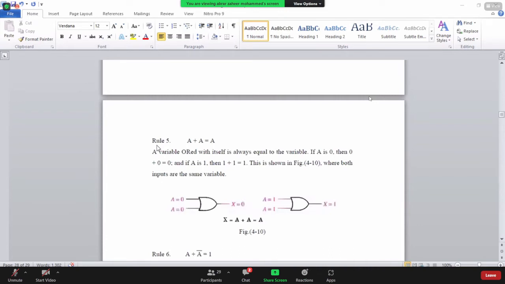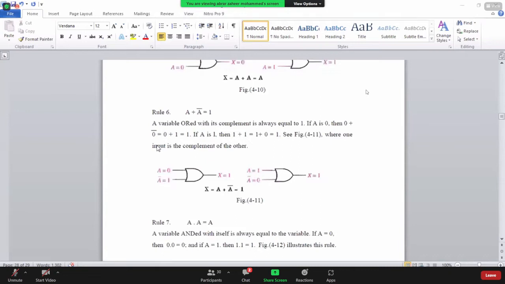Next rule number 5. Here when a variable is ORed with itself, it is always equal to the variable. Means A plus A is equal to A. If A is equal to 0, then 0 plus 0 is equal to 0. If A is equal to 1, then 1 plus 1 is equal to 1. So where both the inputs are the same variable, the output is equal to the variable. So rule number 5 is that A plus A is equal to A.